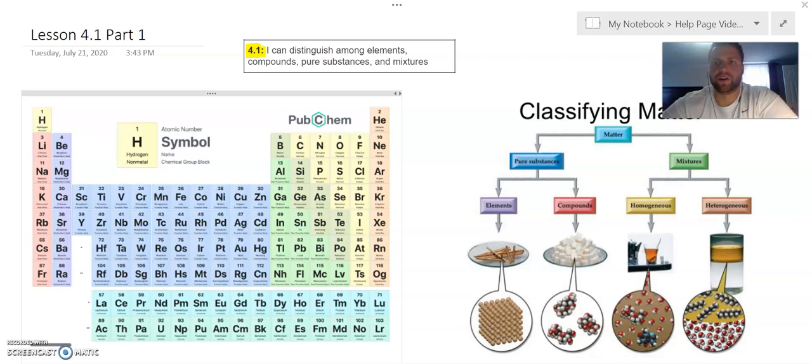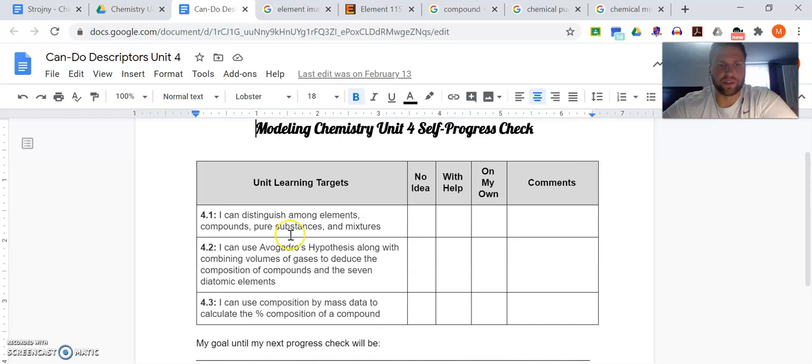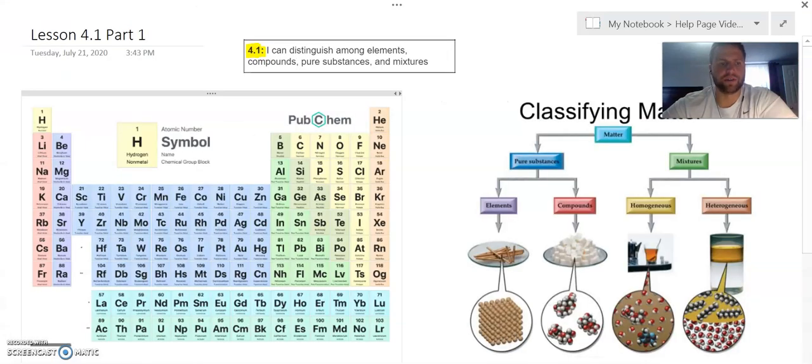This is the first lesson of Unit 4, and here's what 4.1 says. I can distinguish among elements, compounds, pure substances, and mixtures. If we look at our list here, we're at the top. This is the first lesson, again, of Unit 4. So let's toggle back. Let's get the lesson started.